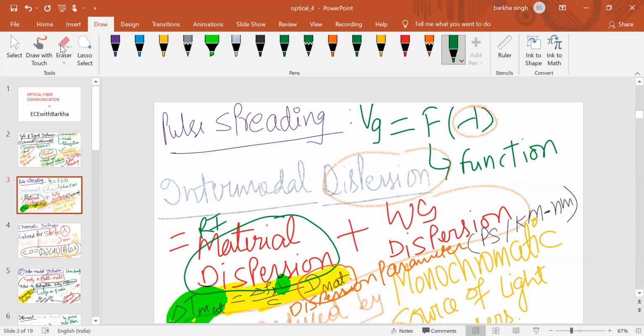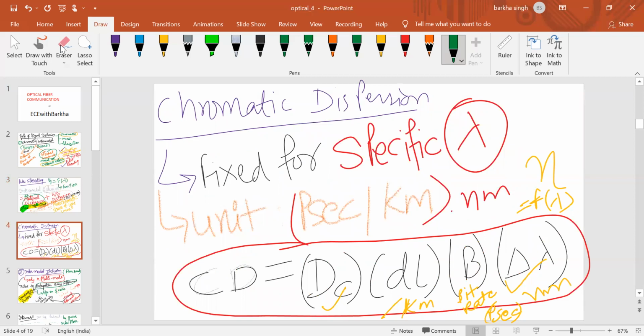As I told you, intramodal dispersion is a combination of material dispersion and waveguide dispersion. It can be reduced by using a monochromatic source of light, such as lasers. Chromatic dispersion is fixed for a specific wavelength lambda and its unit is picosecond per kilometer nanometer. This is a point to be noted.